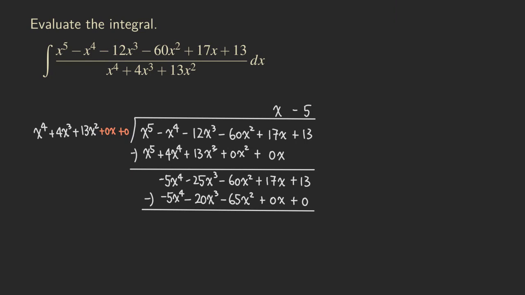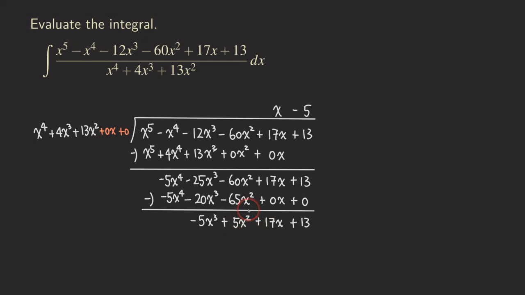Okay, so what do we get here? Negative 25 minus negative 20, so plus 20, so we get negative 5x cubed. Okay, continue. So negative 60 plus 65, so you get plus 5x squared. Okay, 17x, this one is easy, and then 13. So now we get the remainder here.